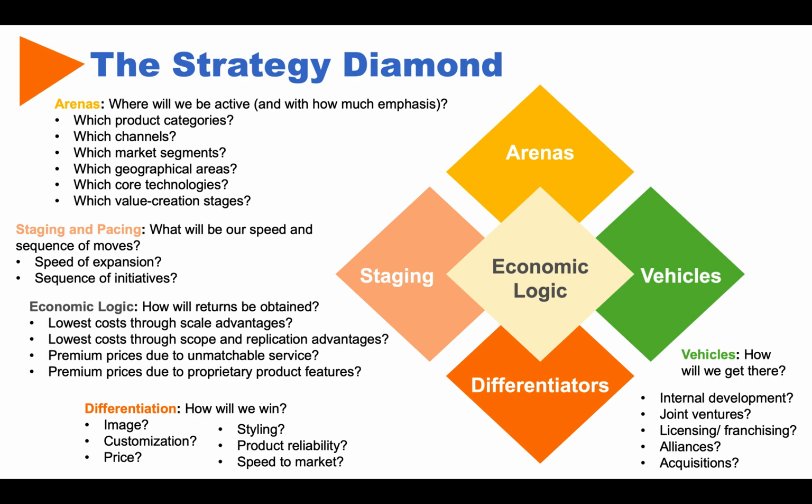Finally, the strategy diamond, you can just take a look at this slide. It focuses on arenas, staging and pacing, economic logic, differentiation, and vehicles. All of these five factors in the strategy diamond are listed by the questions that are in here. Answering all of these questions would allow us to be better positioned with our strategy, making us more competitive in the industry. So the strategy diamond is really just a framework with these five factors that tells us what is really the content of our strategy, and how we can go about thinking about that.